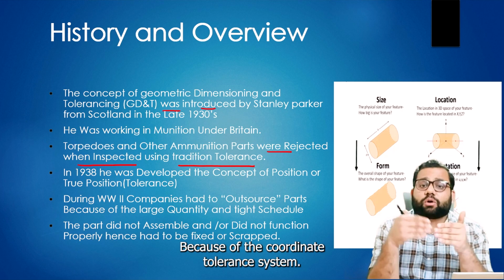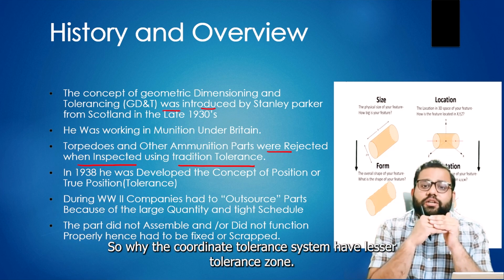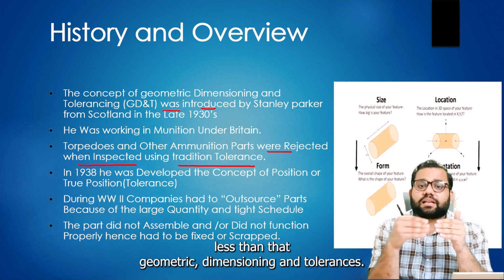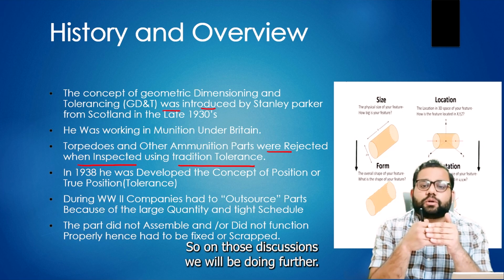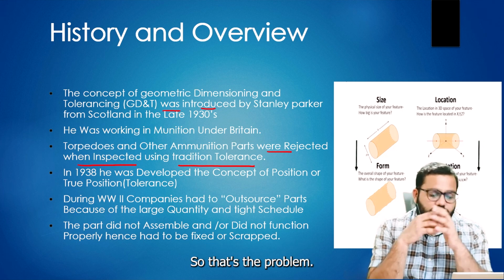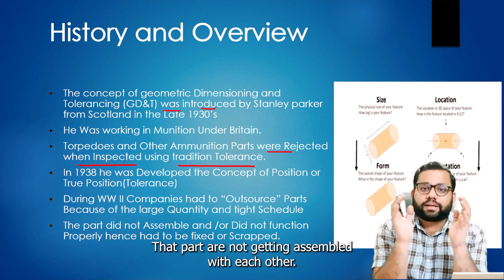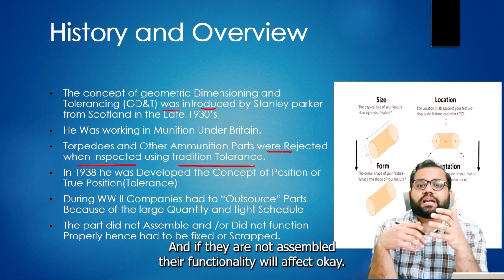Okay, because of the coordinate tolerance system. So why does the coordinate tolerance system have a smaller tolerance zone than geometric dimensioning and tolerancing? All those discussions we will be doing further. So that's the problem. This is the very big problem, that parts are not getting assembled with each other, and if they are not assembled, their functionality will be affected.